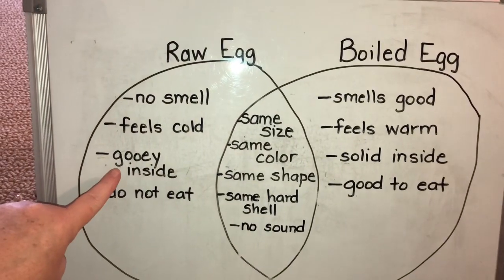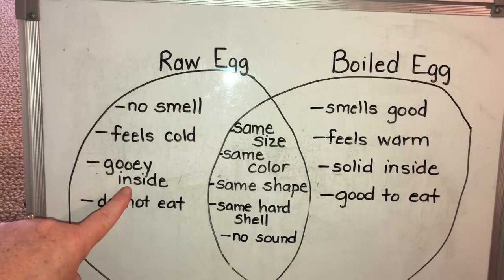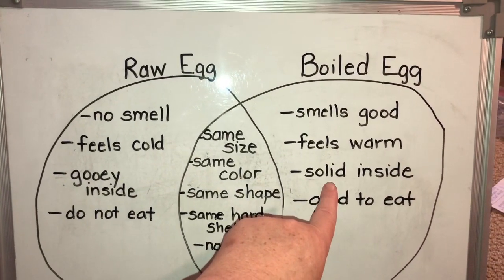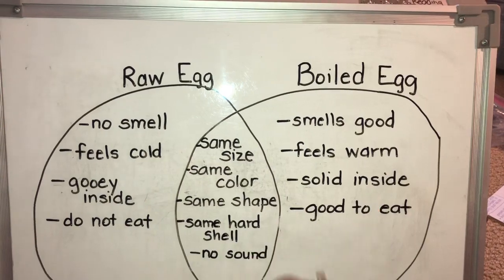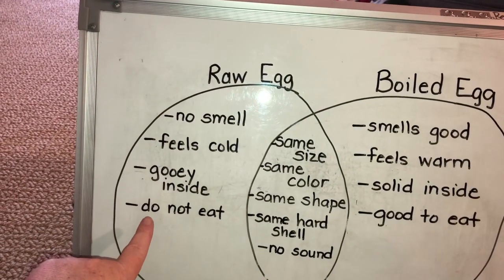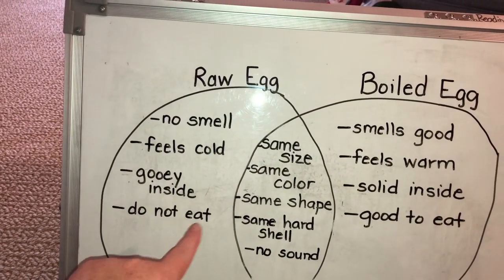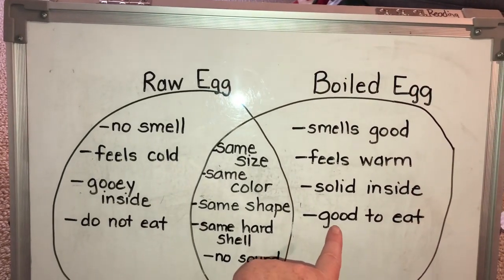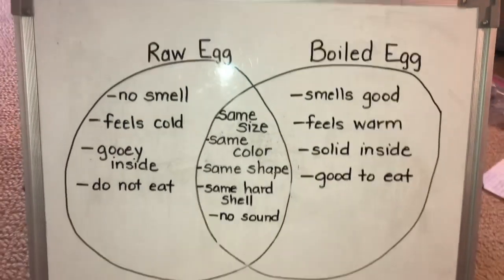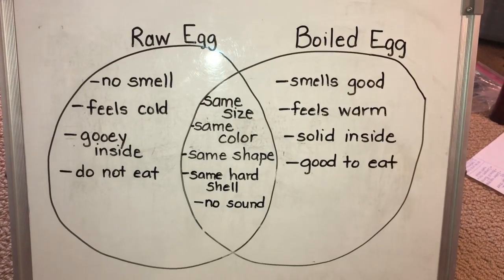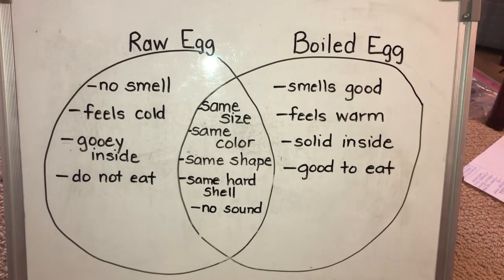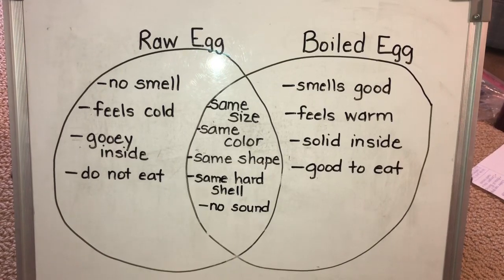So the raw egg looked gooey inside, and the boiled egg was solid inside. The raw egg we do not eat, but the boiled egg is good to eat. Look at the differences and the similarities. Can you think of any other ways that a boiled egg and a raw egg are alike or different?